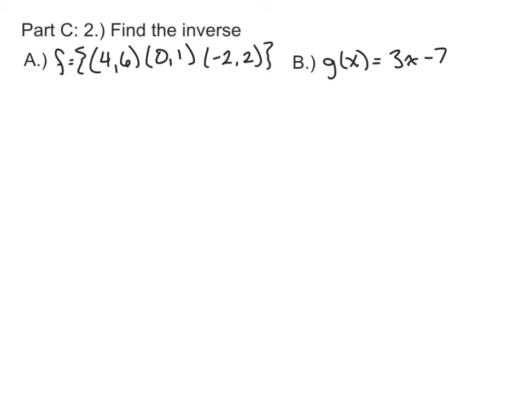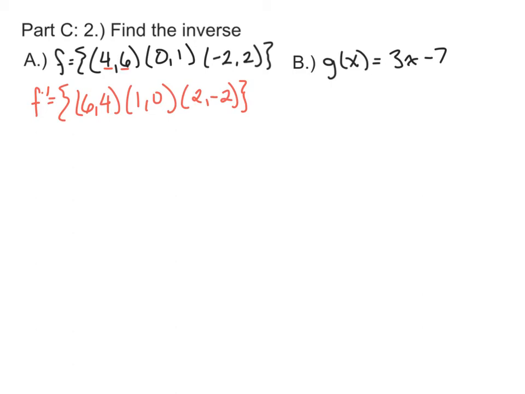So if this is my function f as a set of ordered pairs, my inverse of f is going to be written as f to the -1. So f inverse is equal to another set of ordered pairs. And these ordered pairs are going to switch the x and the y around. So 6, 4. The next one is 1, 0. And the last one, 2, -2.